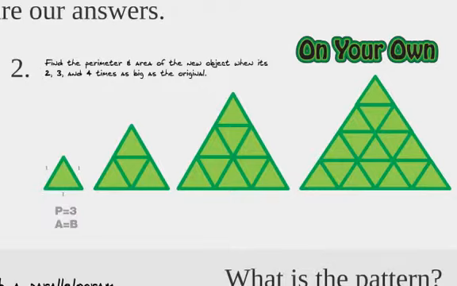All right, why don't you do this with these guys? Find the perimeter and the area of the new object when it's doubled, tripled, and quadrupled from its original size. So this is a triangle. So remember, the area of a triangle is 1, 1, and 1 for the dimensions there.